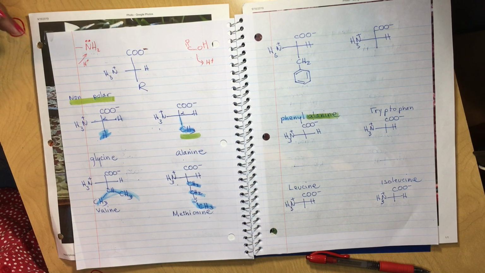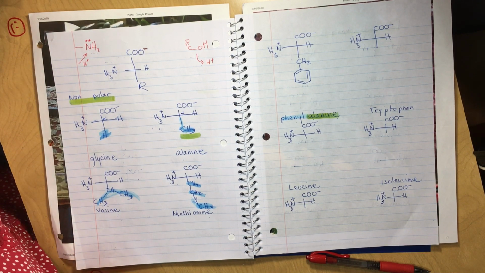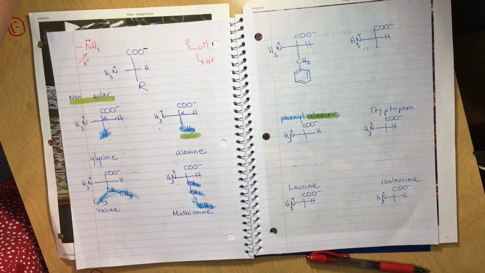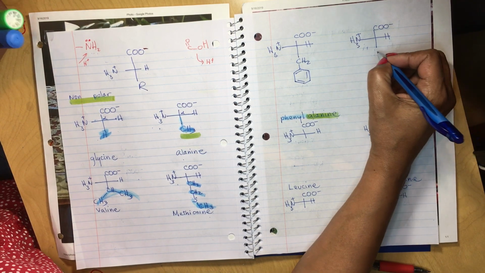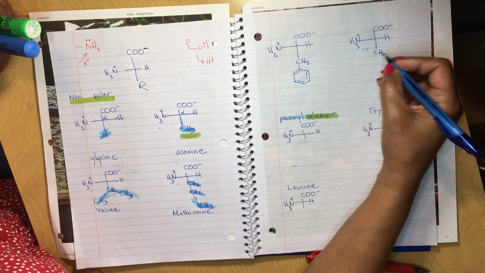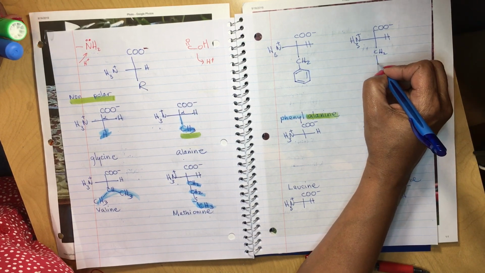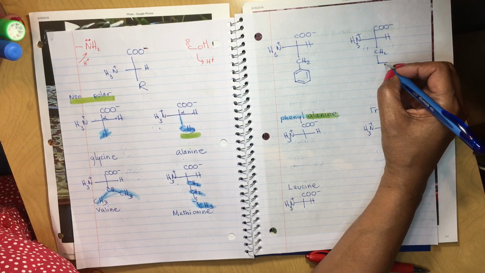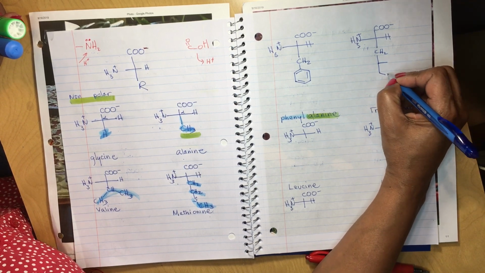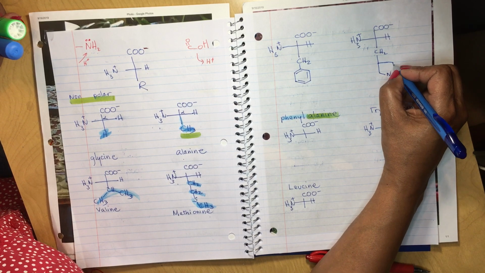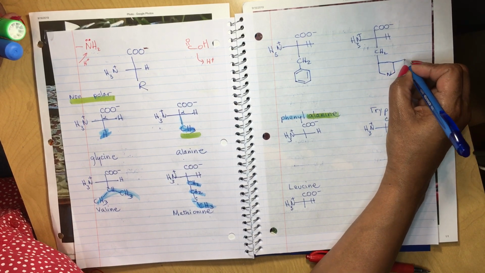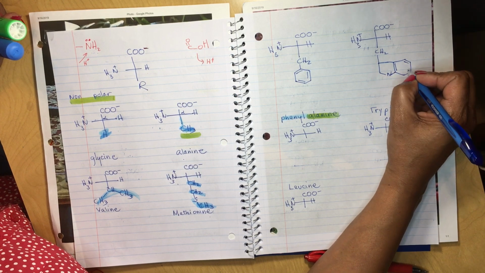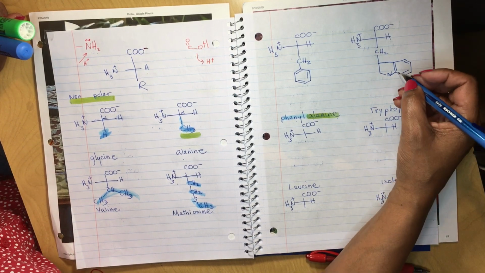Now for the amino acid tryptophan, we will have the CH2. Now that is going to be attached to a 5-member ring. So let's put here a 5-member ring with a nitrogen. That's a heterocyclic amine. And then attach it to an aromatic benzene ring. This is actually called the indole.